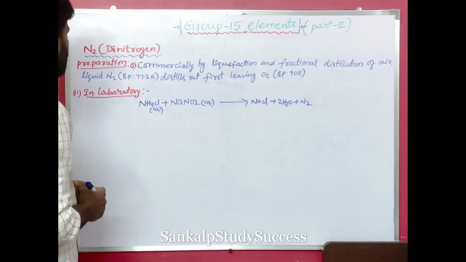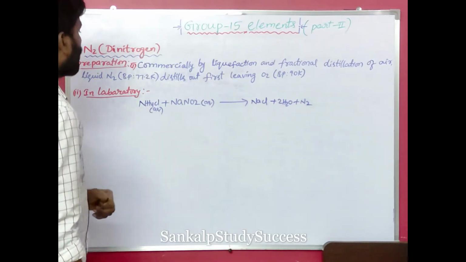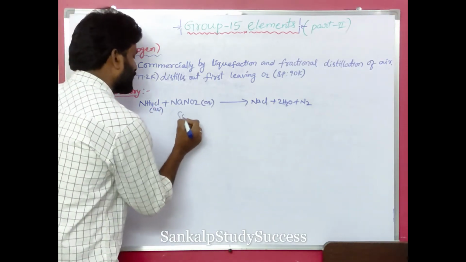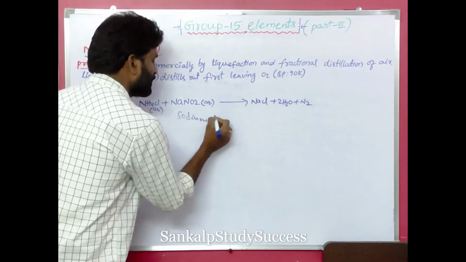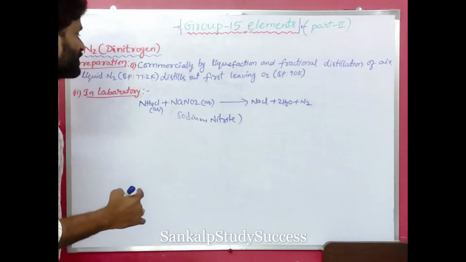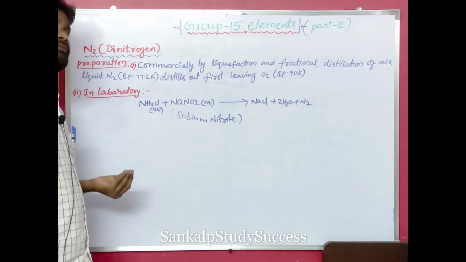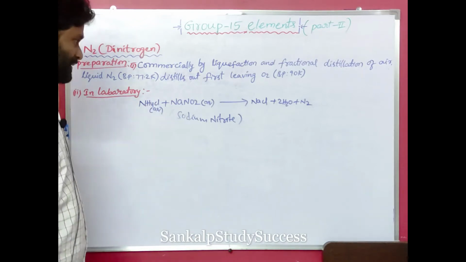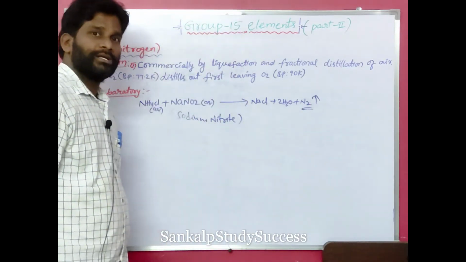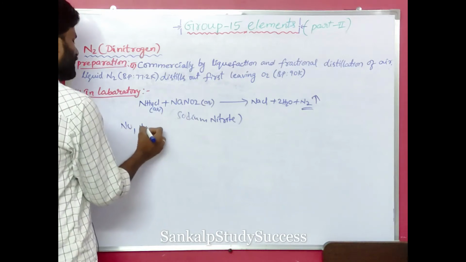Next, in the laboratory, ammonium chloride can be treated with sodium nitrate. NO3 is said to be nitrate. So the aqueous solution of ammonium chloride is treated with an aqueous solution of sodium nitrate to produce nitrogen gas. In this method, small amounts of NO and HNO3 are impurities.